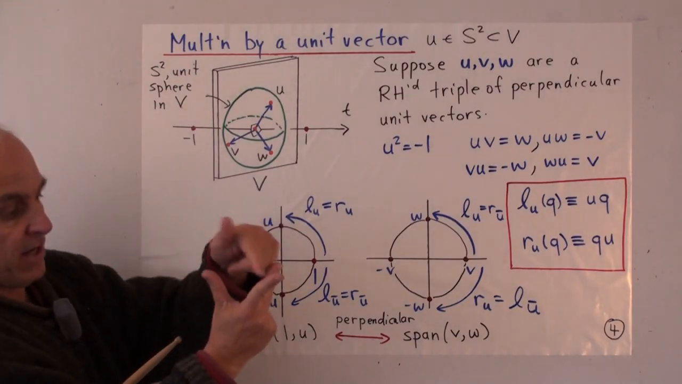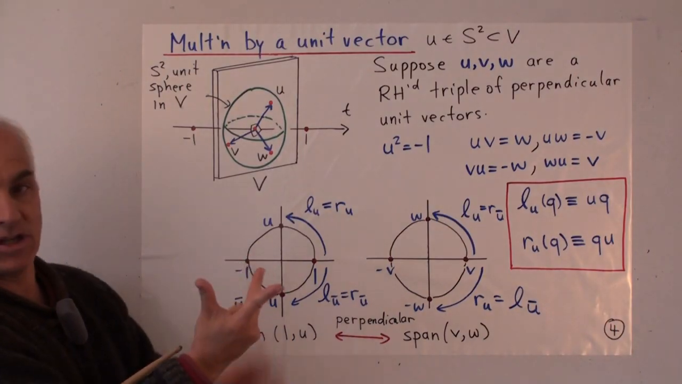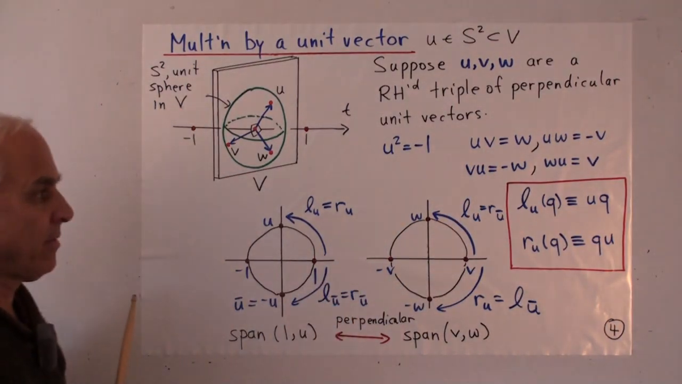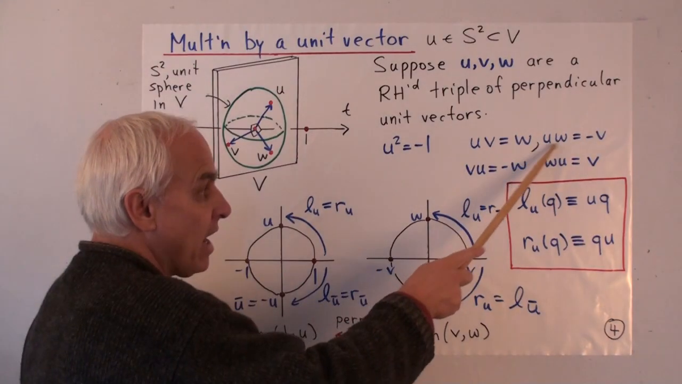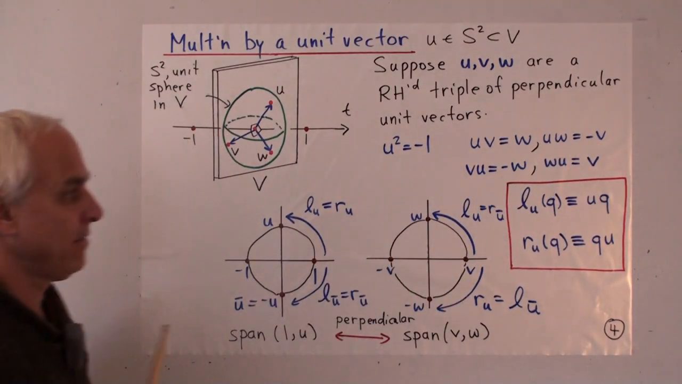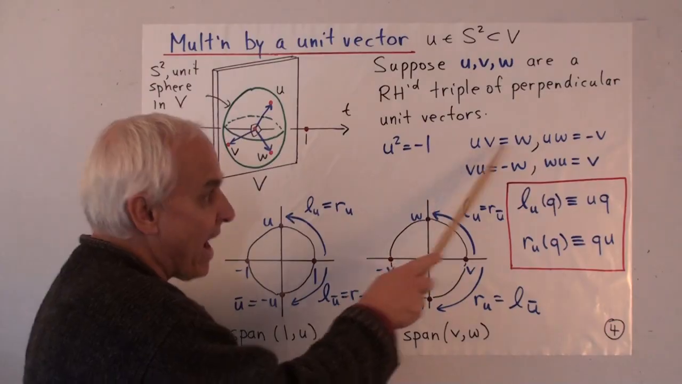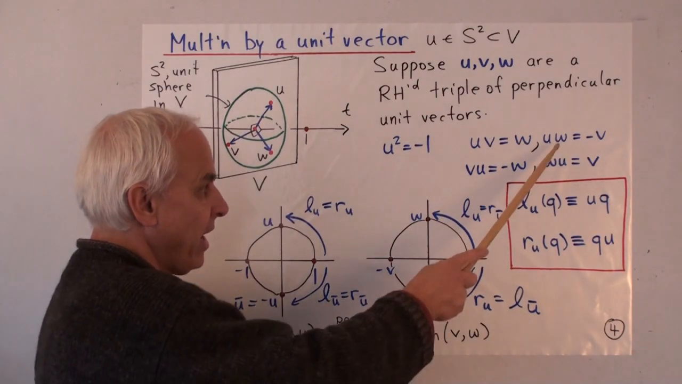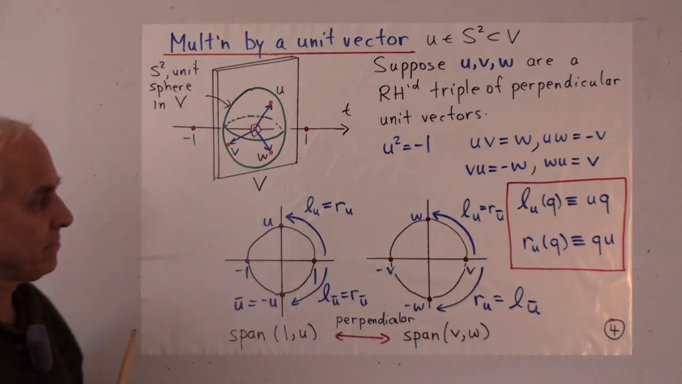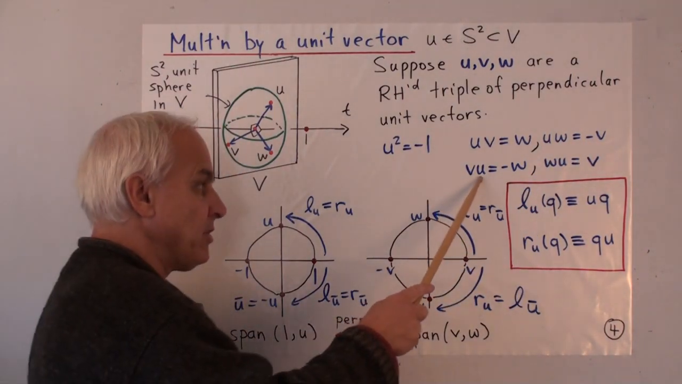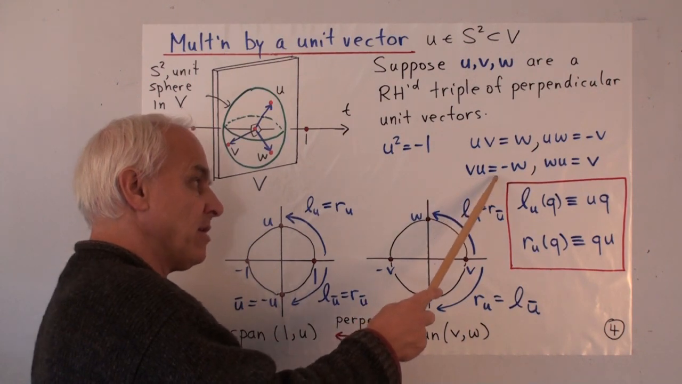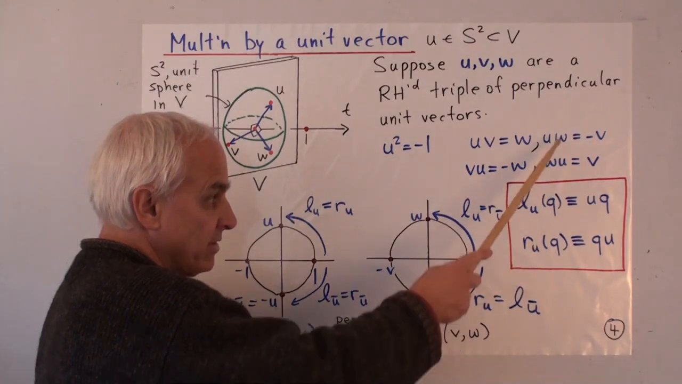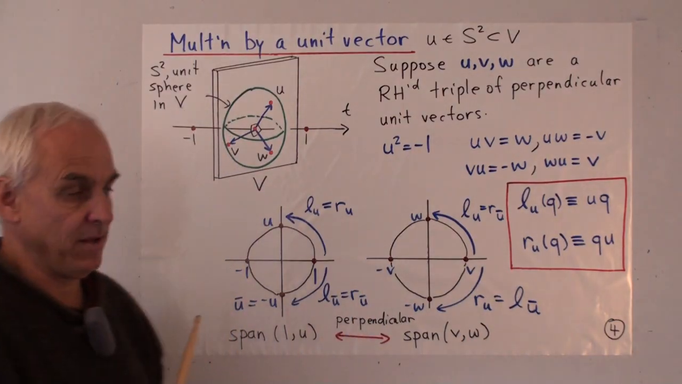So there's u and there's v, then the cross product of u and v is by definition w. So u times v is w, and u times w is minus v. So that's how u acting on the left acts. It sends v to w, and it sends w to minus v. On the other hand, v times u is the cross product of v and u, which is minus w. And w times u is negative this one, so it's just v.